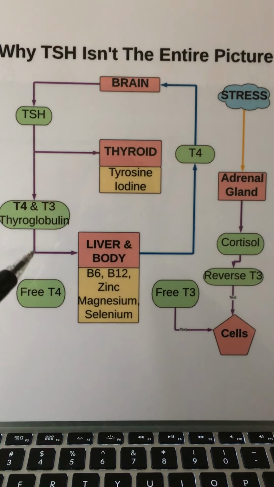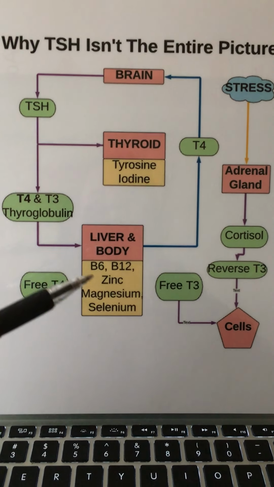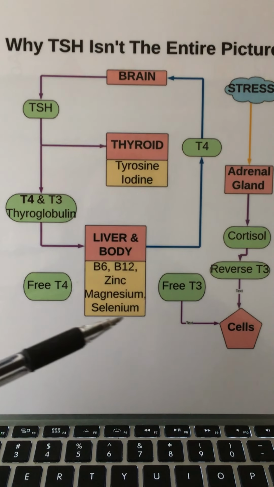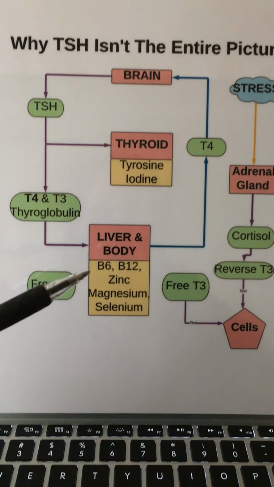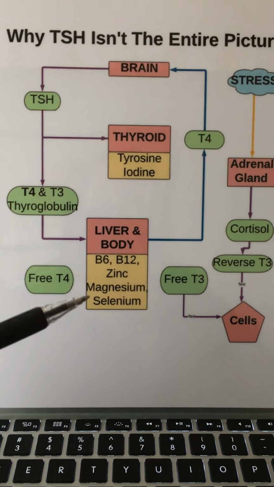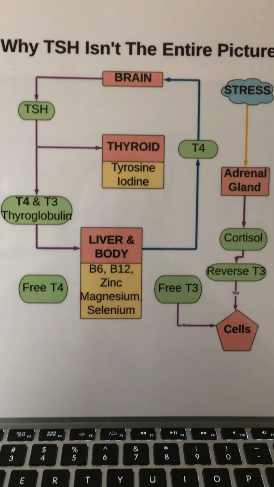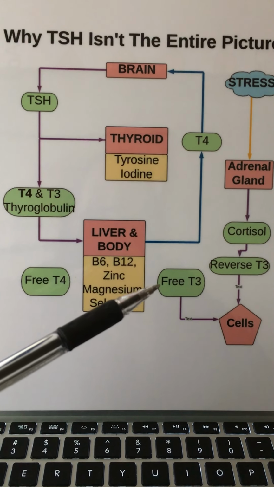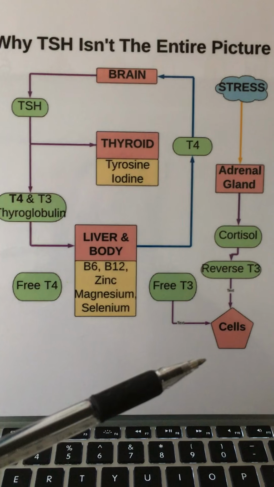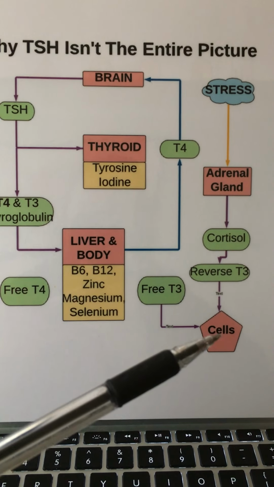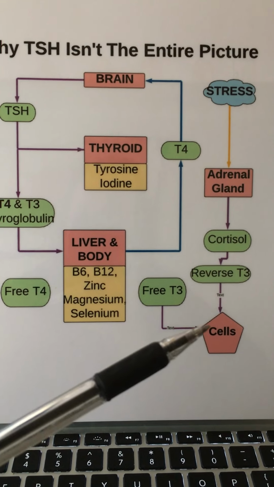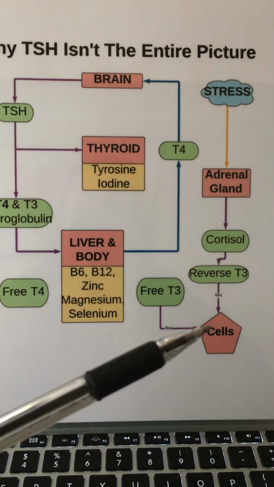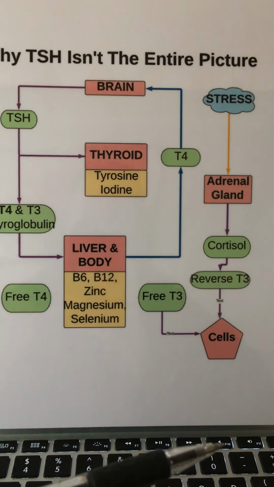But most of this T4 goes down into the liver and some other places in the body and gets converted into the active hormone T3. And you need these conversion factors for it to be able to happen: B6, B12, zinc, magnesium, selenium, and some other trace minerals. So then it becomes T3, and more of it is unbound than bound, and goes out into the blood and to the cells. Here are some cells, like this could be a pancreas cell, a skin cell, any cell. And it goes to the receptor site, binds, and then helps regulate metabolism in that cell.